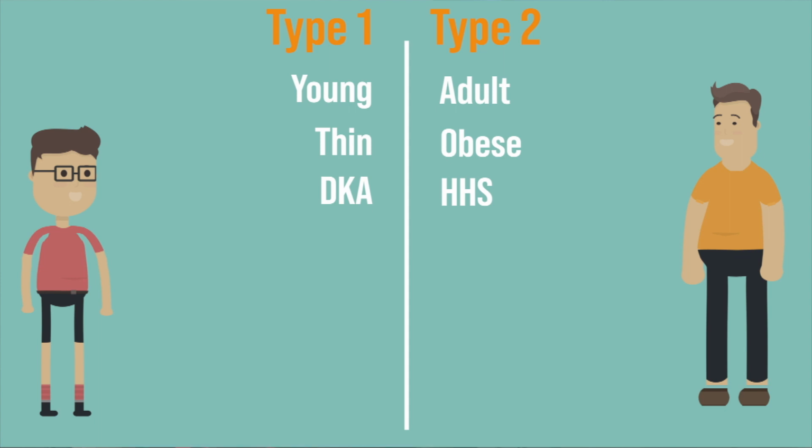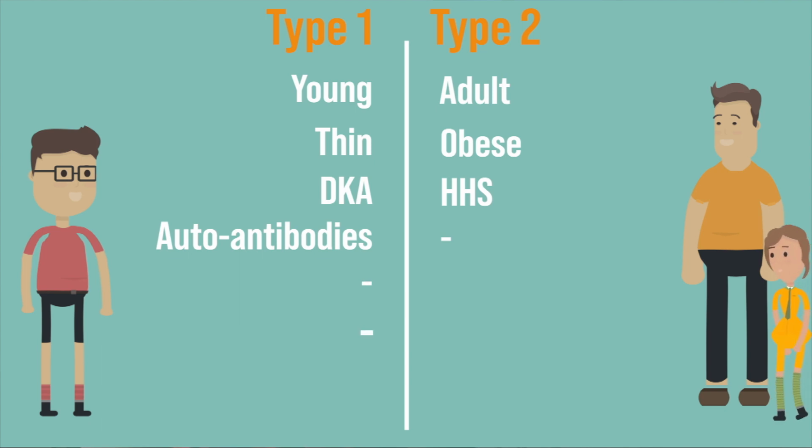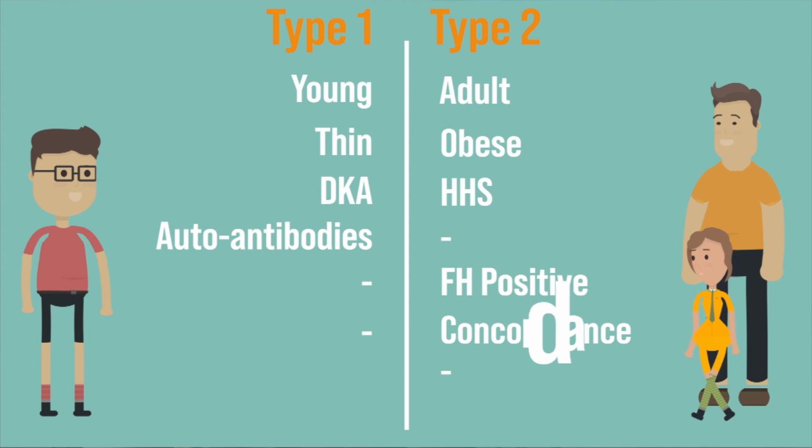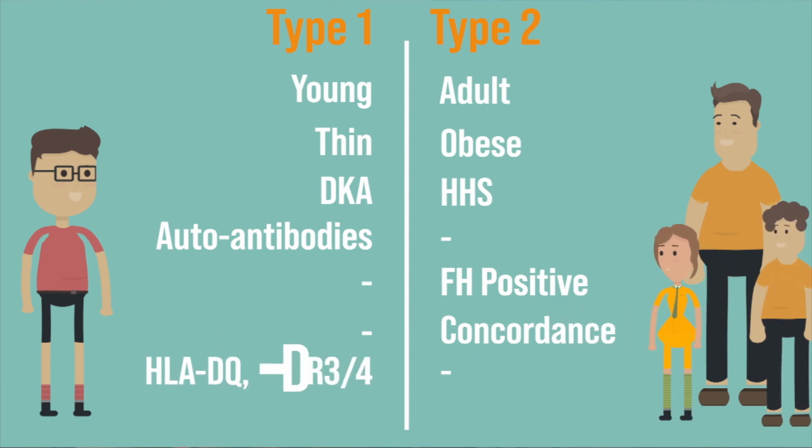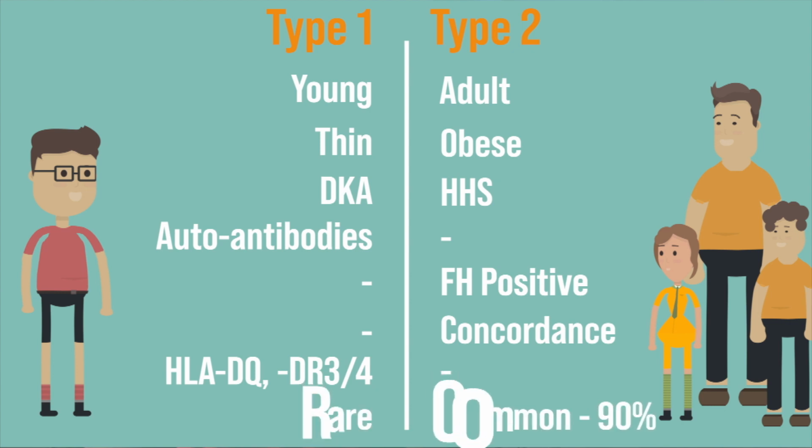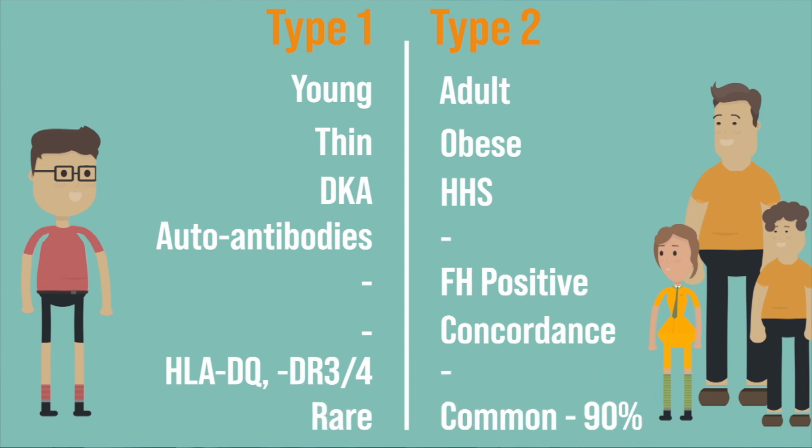As mentioned before, type 1 diabetes is affected by autoantibodies. Therefore, you can find antibodies such as GAD65, islet cell antibodies, and insulin antibodies positive in type 1 diabetes, but you can't find any autoantibodies positive in type 2 diabetes. Type 2 diabetics tend to have a positive family history and have a higher concordance within twins. Type 1 diabetes has HLA associations, such as with HLA-DQ, DR3, DR4. Overall, type 2 diabetes is more common than type 1, with 90% of diabetics suffering from type 2 diabetes.